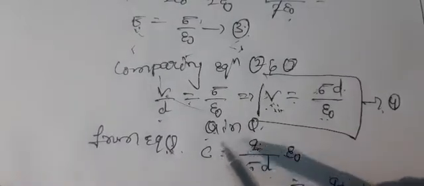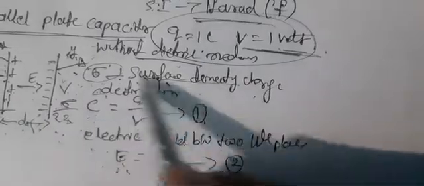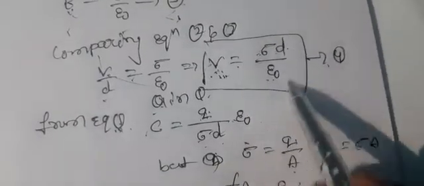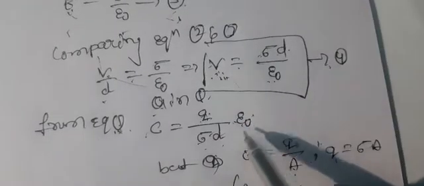Substitute equation number 4 into equation number 1, the capacitance definition. C is equal to Q by V, which is Q by sigma d by epsilon naught. The reciprocal changes to a product, so C is equal to Q epsilon naught by sigma d.